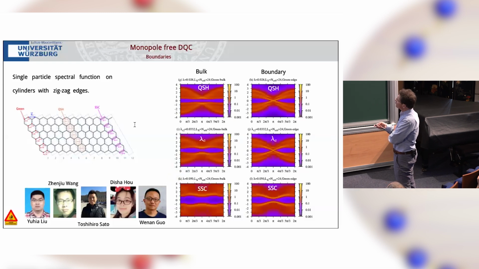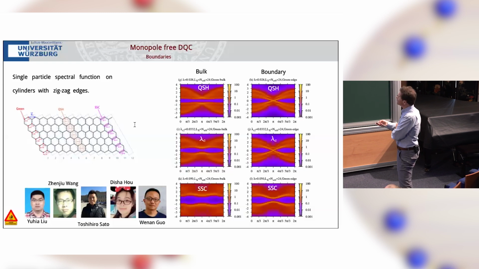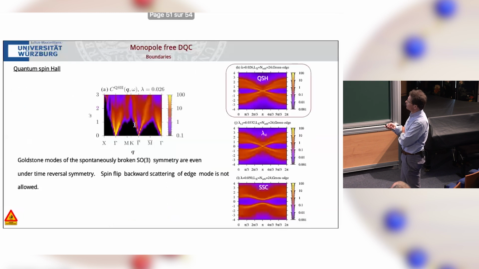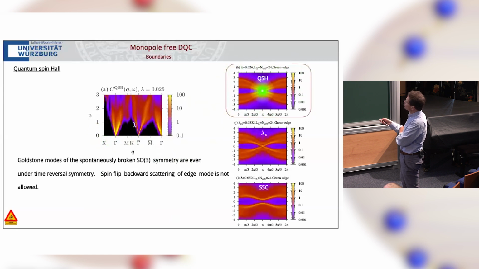So the question is, what can we do? That looks nice, and we've been sitting on those results for some time because it's hard to get much more out of it. This is the experimental part of the thing. So let's start with the easy thing. The easy thing is the quantum spin Hall.